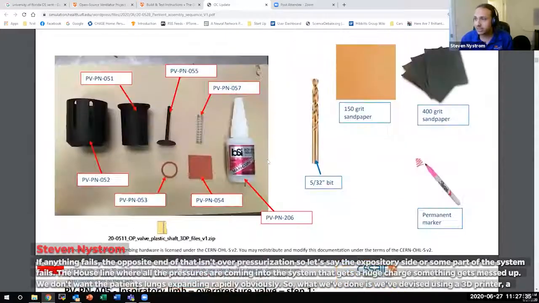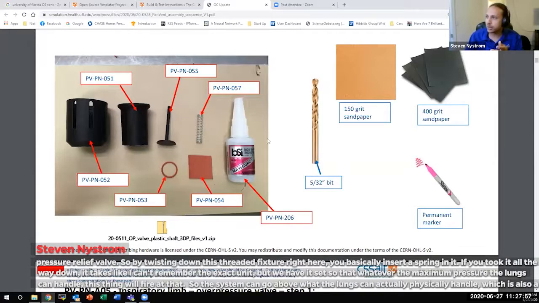The opposite end of that is an overpressurization. So let's say the expiratory side or some part of the system fails, the house line where all the pressure is coming into the system, that gets a huge charge, something gets messed up. We don't want the patient's lungs expanding rapidly, obviously. And so what we've done is we've devised, using a 3D printer, a pressure relief valve. By twisting down on this threaded fixture right here, you condense a spring, and if you tighten it all the way down, I can't remember the exact unit, but we have it set so that whatever the max pressure the lungs can handle, this thing will fire at that.